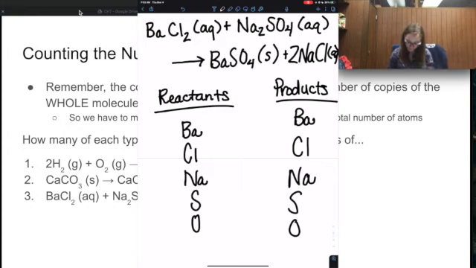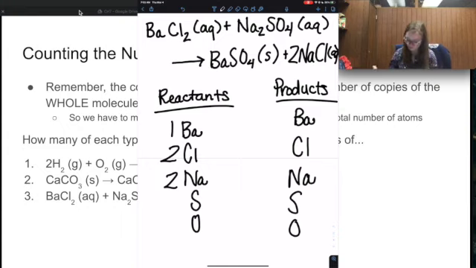So how many barium atoms do I have? It looks like there's just one BaCl2 molecule giving us one barium. If I look at chlorine, again, I just have one BaCl2, and chlorine has a subscript of 2, so I've got 2 chlorine atoms. Same thing goes for Na2SO4. There's only one of that molecule, so I'm getting all my sodium in the reactants from that molecule, so that means I have 2 Na, because I have Na2. So I've got 2 Na atoms.